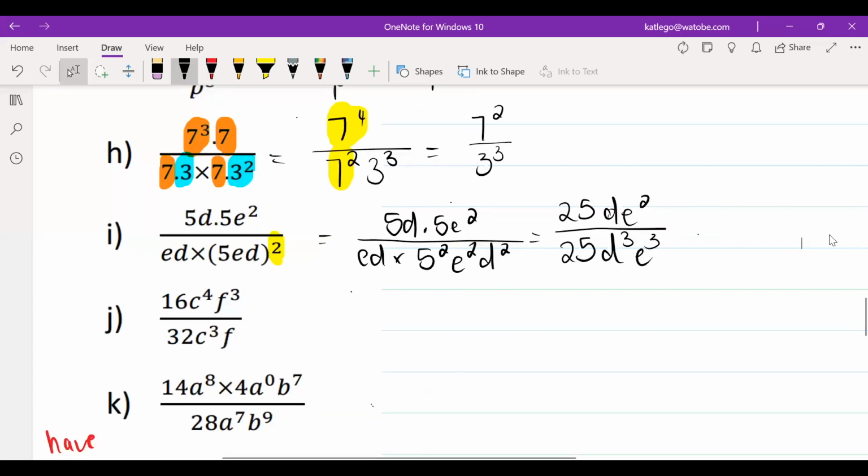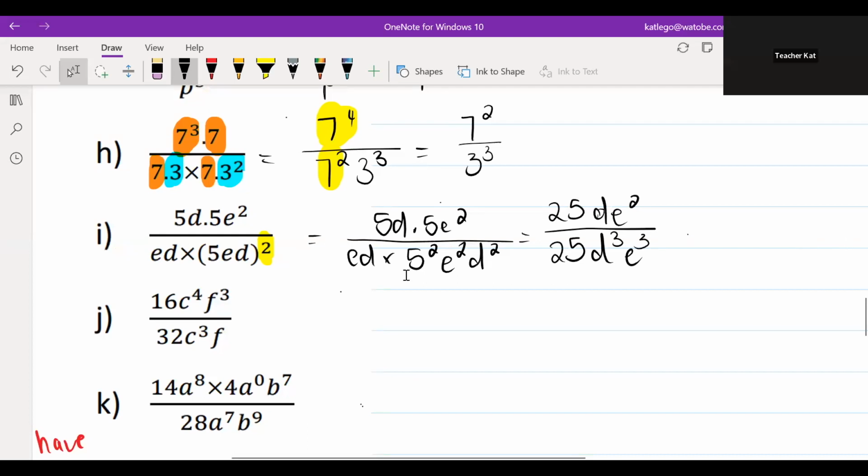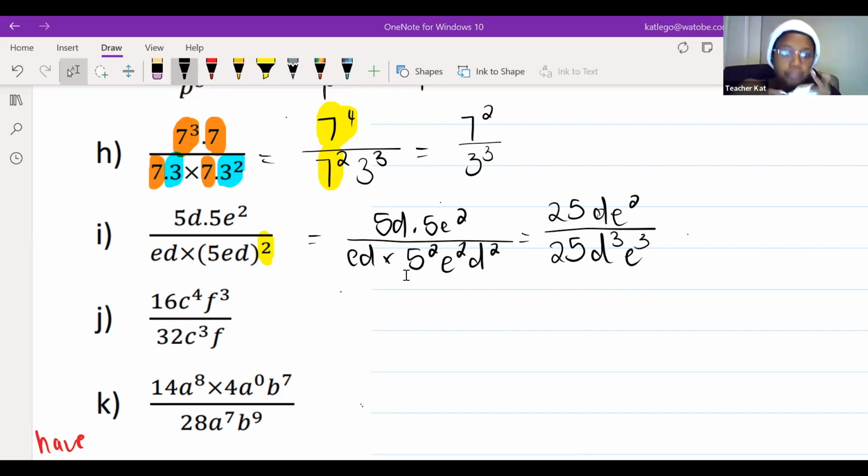So let me do this. Let's open up some space. We can simplify even further. What's 25 divided by 25? What happens to those 25s? There we go. They cancel each other out, or they divide into each other, right? So 25 is gone. And then it's going to be d to the power of what? And e to the power of what?